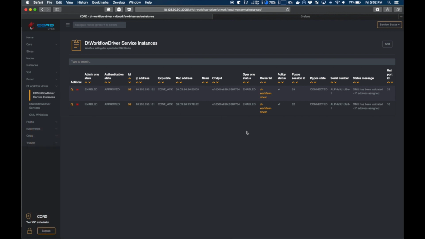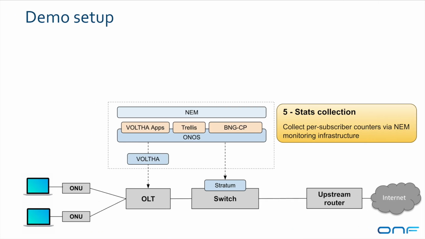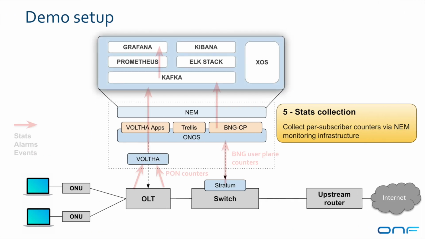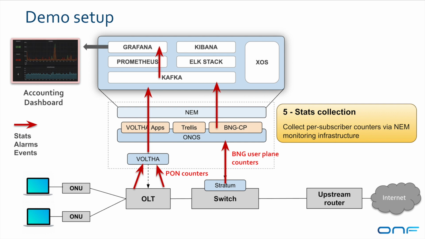The last thing I want to show you is how we do accounting in Seba. For accounting, the idea is that we can use some industry standard software like Kafka, Prometheus, and Grafana. So what we do is we collect stats such as PON counters from the OLT and counters from the BNG user plane. We push these values into a Kafka bus. We use Prometheus to collect them, and then Grafana to visualize everything.